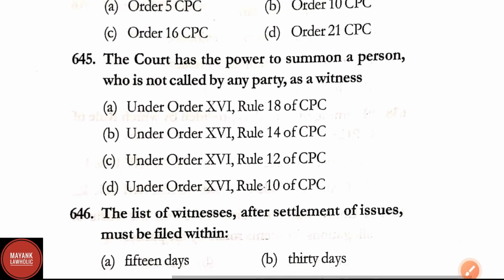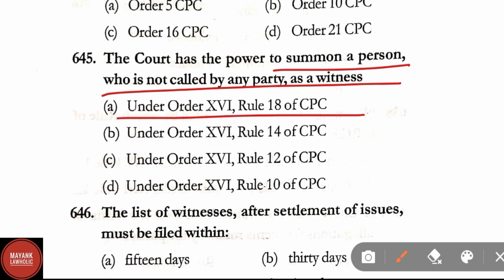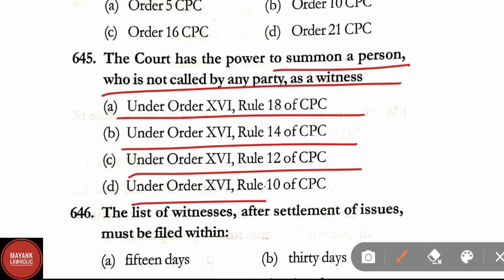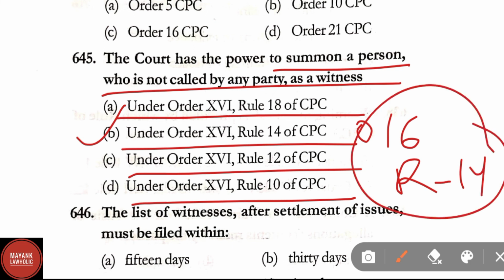Question number 645. The court has the power to summon a person who is not called by any party as a witness under Order 16 Rule 8 of CPC, under Order 16 Rule 14 of CPC, under Order 16 Rule 12 of CPC and option D under Order 16 Rule 10 of CPC. Here correct answer is option B, under Order 16 Rule 14 of CPC. Court has the power to summon a person who is not called by any party as a witness.